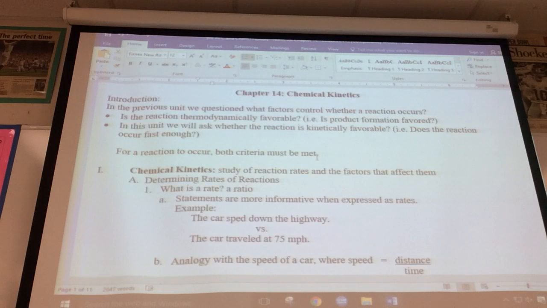When you want to determine the rate of a reaction, it's really not difficult to do, but first you need to understand or remember that a rate, very simply, is a ratio.